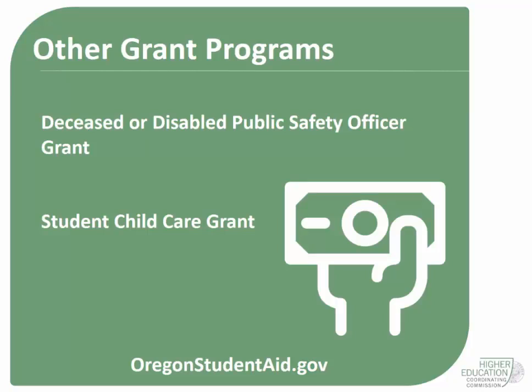A couple other smaller grant programs that OSAC has to offer. We have a deceased and disabled public safety officer grant. This is for dependents of deceased or disabled public safety officers. It is a paper application currently, so you will need to complete that and reach out to our staff if you believe you are eligible for that. The Student Child Care Grant is a grant for student parents who need assistance in paying their child care expenses for the year. And again, the information is available on our website at oregonstudentaid.gov.